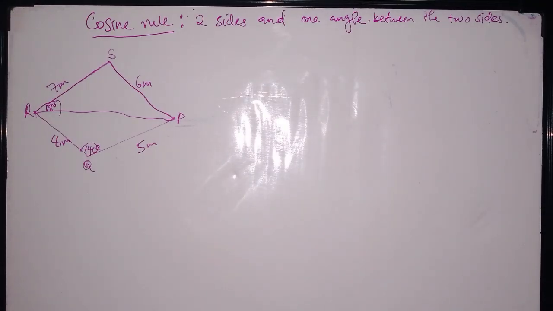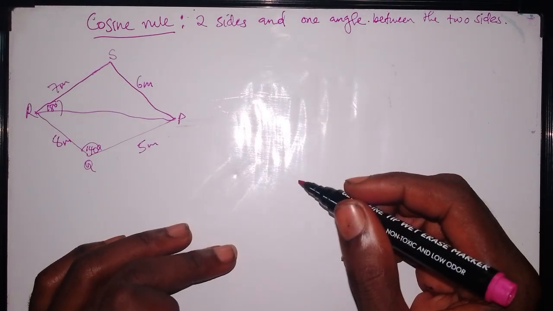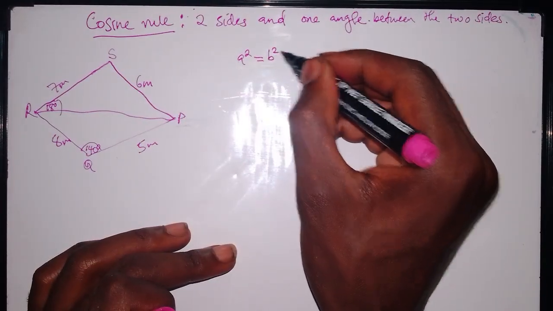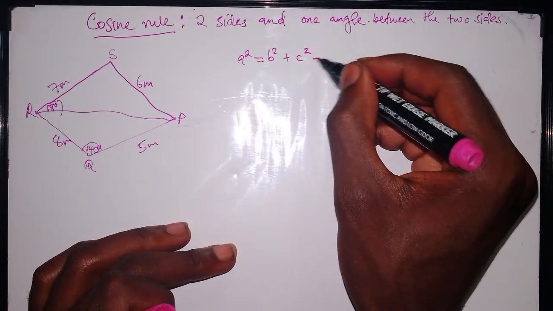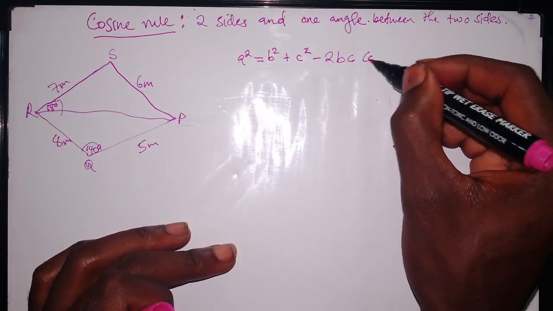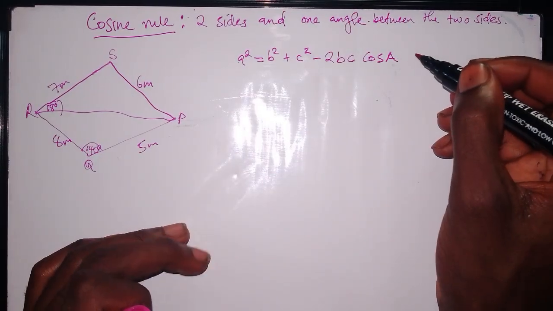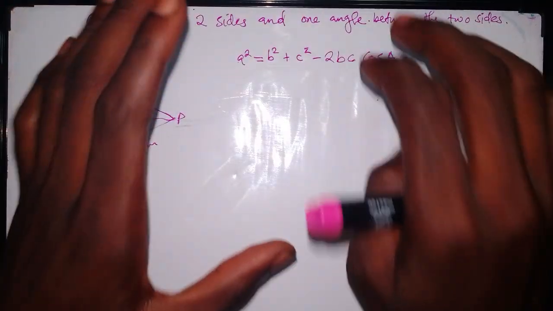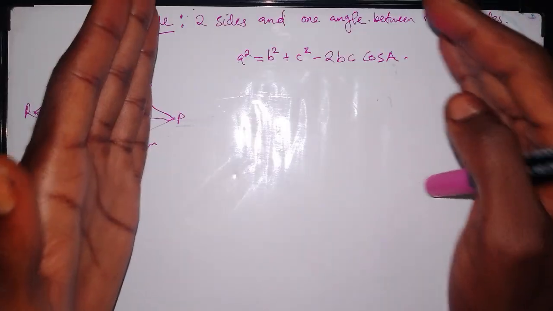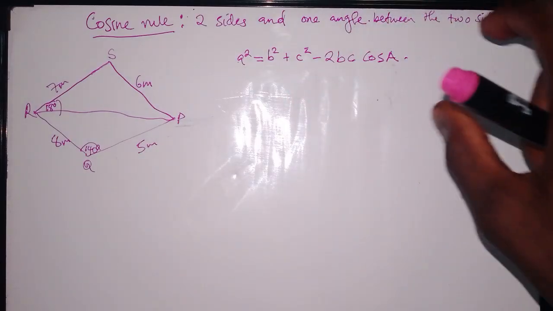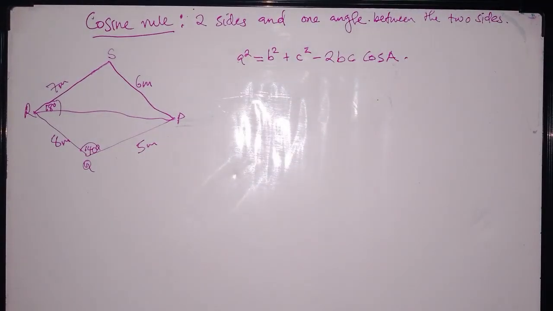So now that you know which triangle we can use to calculate with the cosine rule, we need to know the formula. The formula we use is a squared is equal to b squared plus c squared minus 2bc cos A. This is the basic formula we use whenever we are calculating in trigonometry. So how can we use this formula to calculate the side they have been looking for?